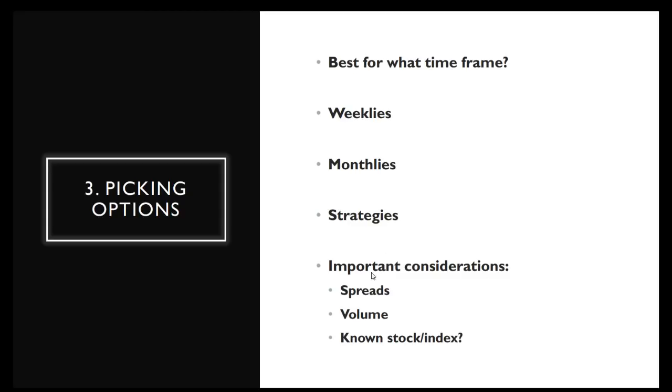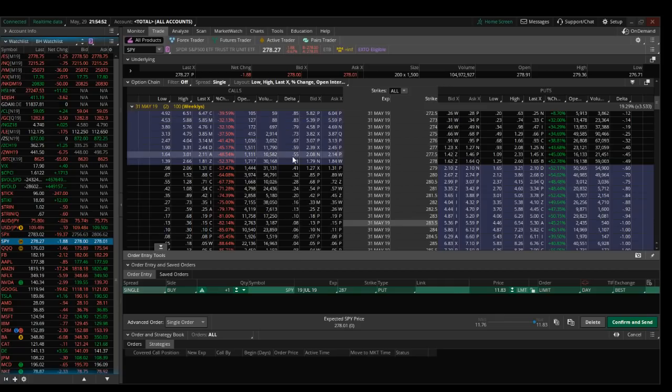That was my bad. Volume, really important. We talked about volume and open interest. And then that's what I said here, this last part right here, known stock and index. So SPY is very well known. It is liquid. It is popular. So it's really important. Now you can get into the FANGs, right?